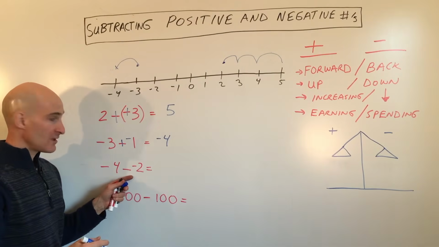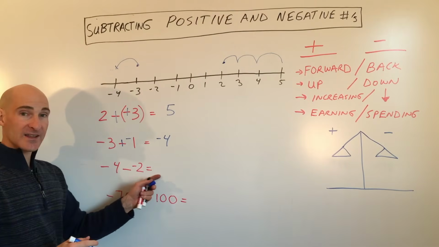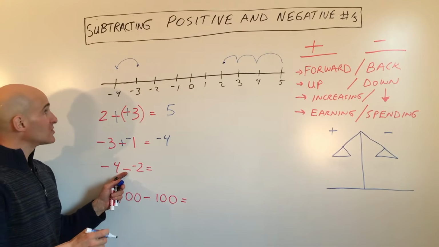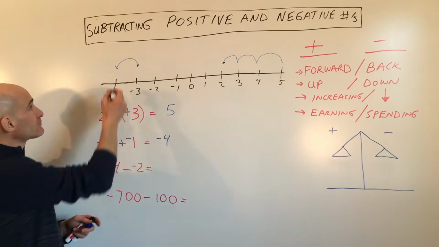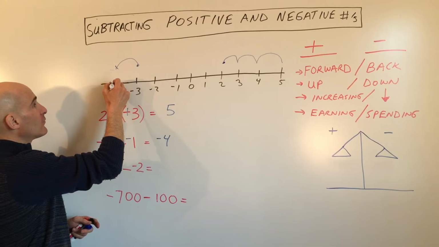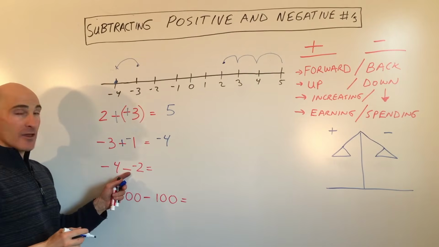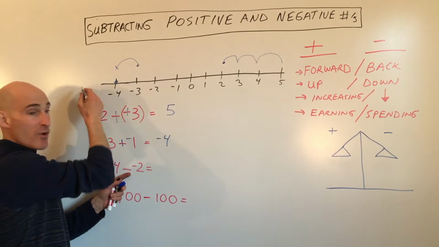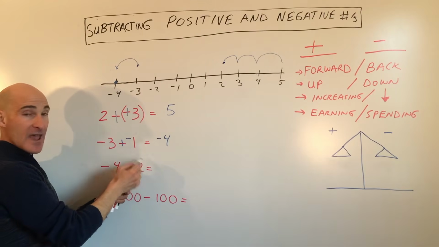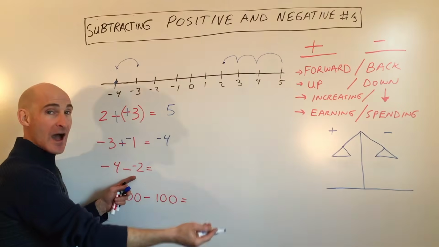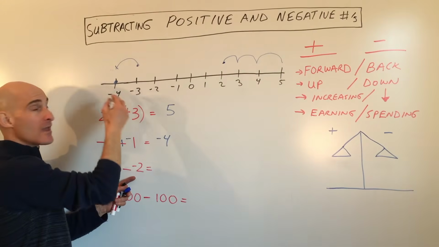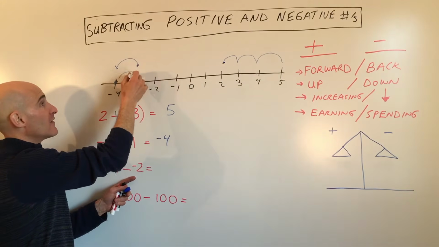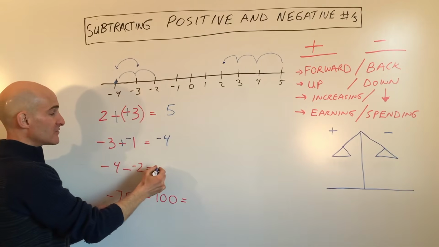Over here, in this example, -4 minus -2. So what I would do, if you wanted to think of the number line, we'd start off over here at -4. If we subtract, we would go to the left, right? Because subtracting is making the number smaller. But we're working with a -2. Negative numbers tell us to do the opposite. So instead of going left 2, we're going to go right 2, and that's going to put us at -2.